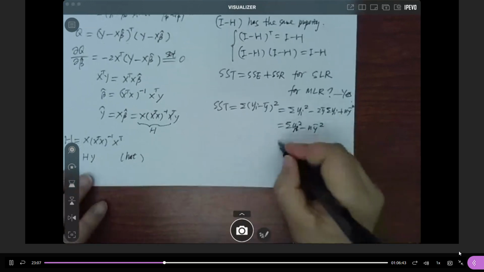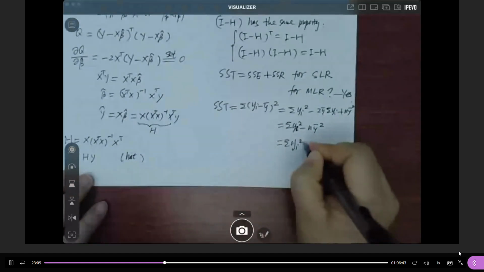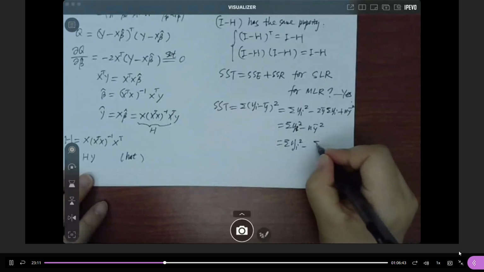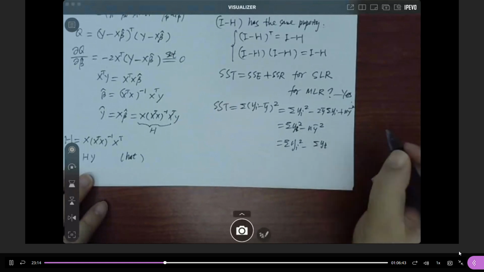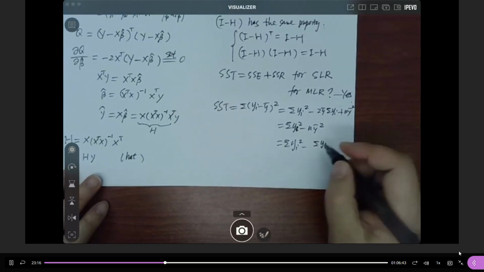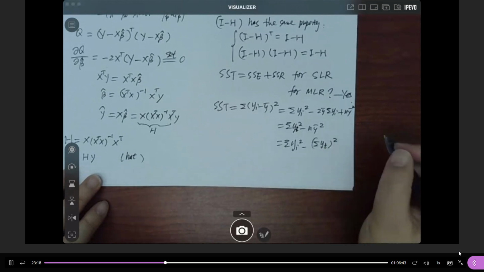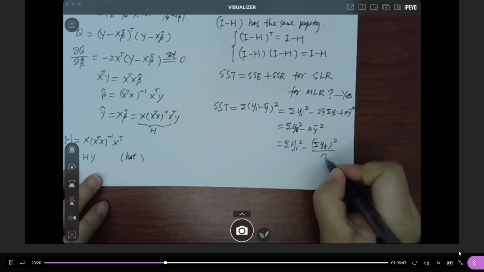So one more step, this is the summation yi squared minus the square of summation yi, which will be n times y bar, right? Squared will be n squared y bar squared, divided by n to give you this.